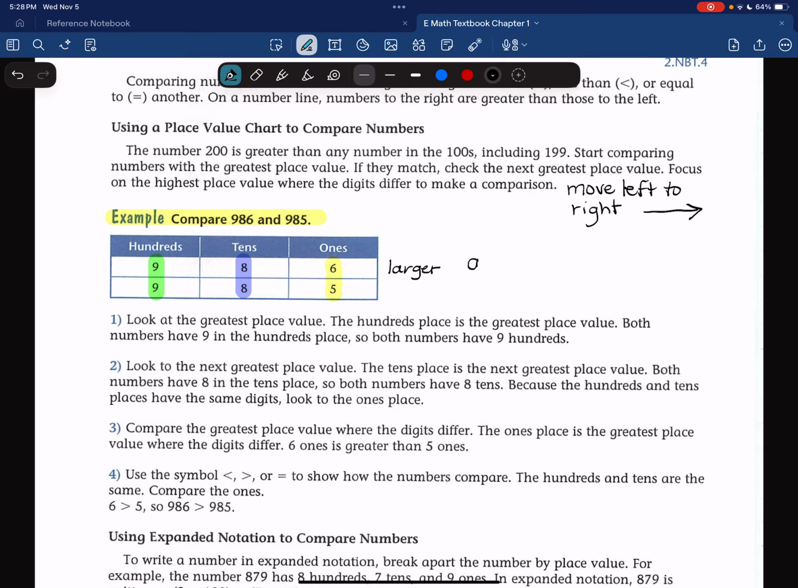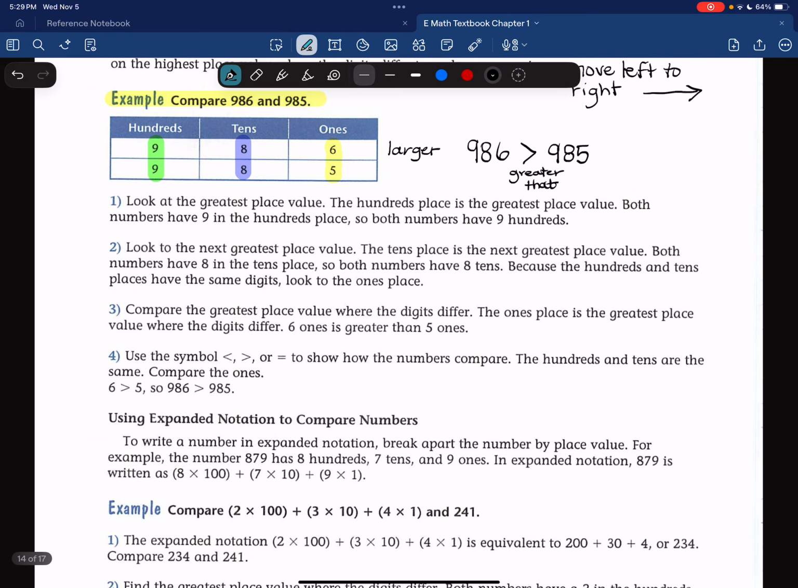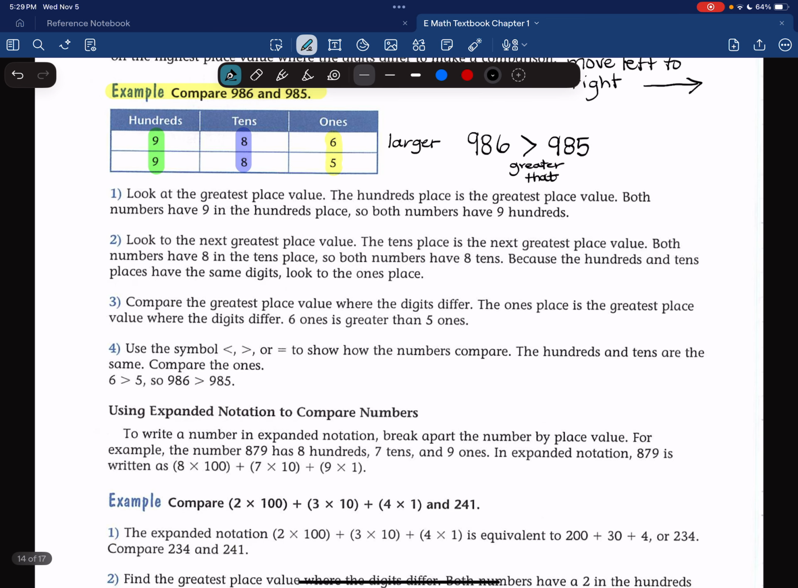So I would say that 986 is greater than 985. And that is the symbol that will work here. Notice that the big end of the arrow goes with the big number, or the alligator is eating the 986. And I am not going to read steps 1 through 4 because that's what we just went over. But feel free to stop the video and read all of that if you would like to.